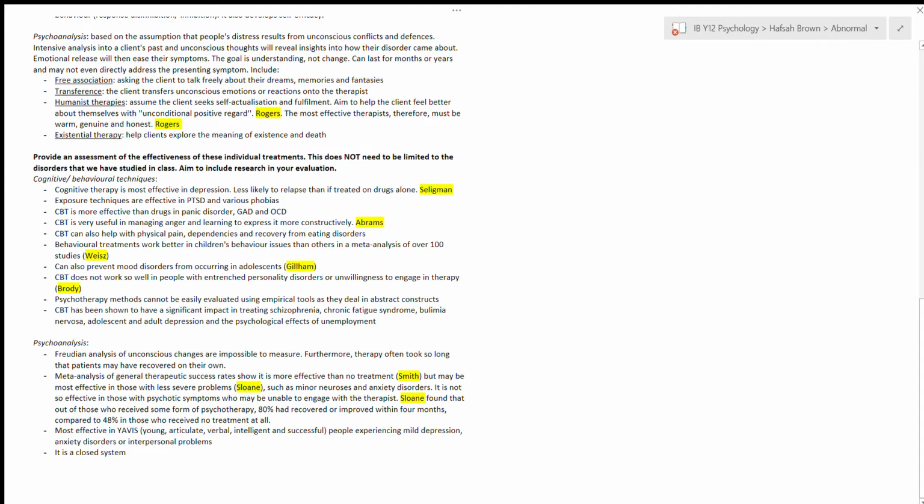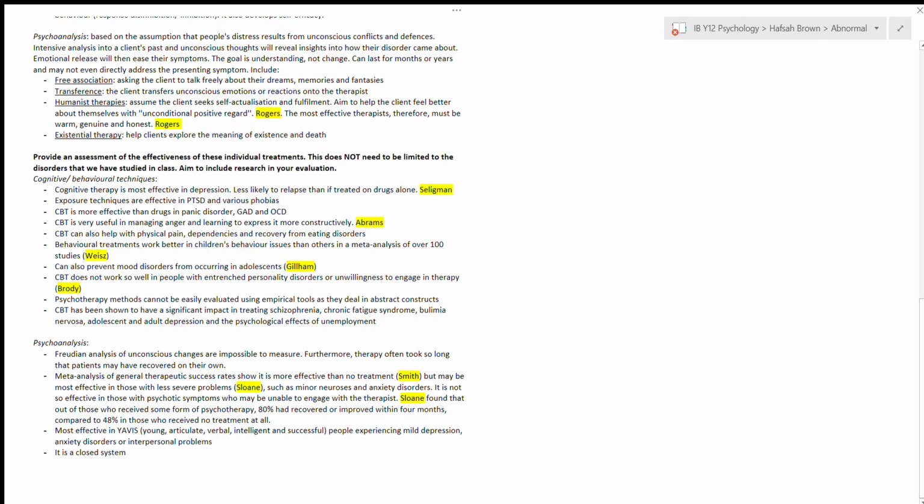Meta-analyses show it is more effective than no treatment, which is by Smith, being most effective in those with less severe problems, such as minor neuroses and anxiety disorders. And that was noted by Sloan.